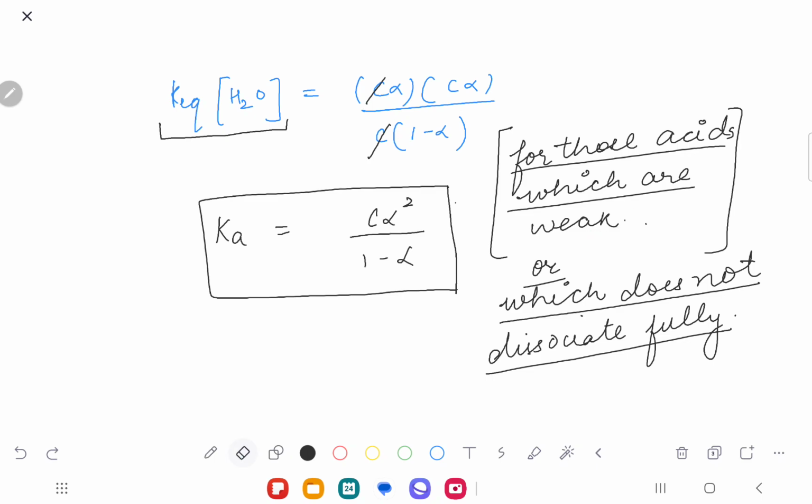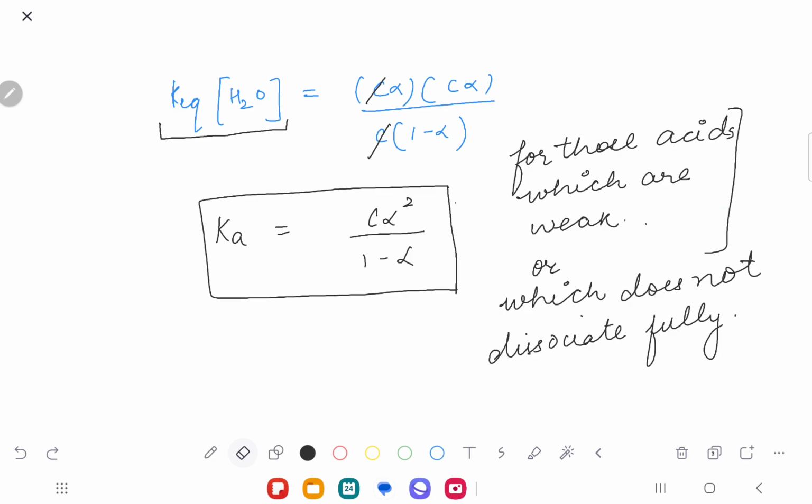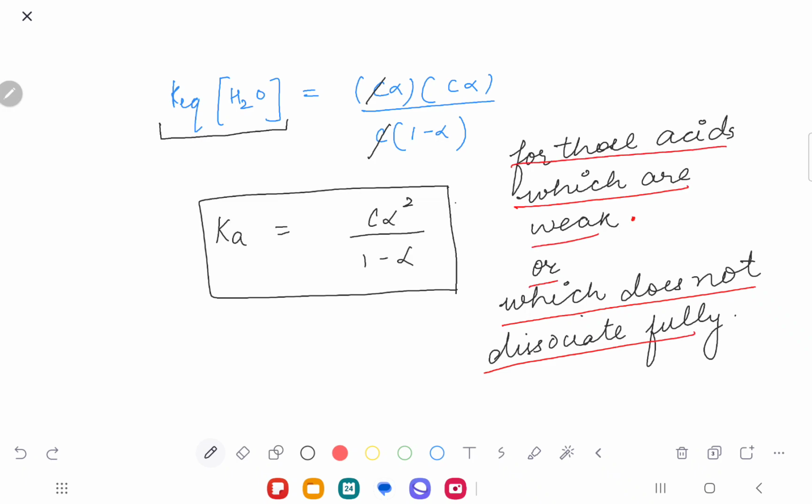So you see here what exactly is happening. When these acids are not dissociating fully, they are dissociating very, very less in quantity. Their amount of dissociation would be very, very less. So when their amount of dissociation is very, very less, what exactly does that mean? That means that alpha is very, very less than 1. That means only, out of 100, only 1% is being broken down, or only 0.01 moles is being broken down out of 100%.